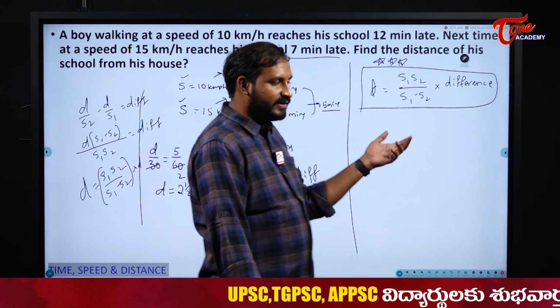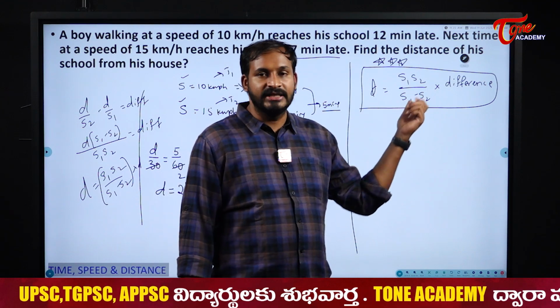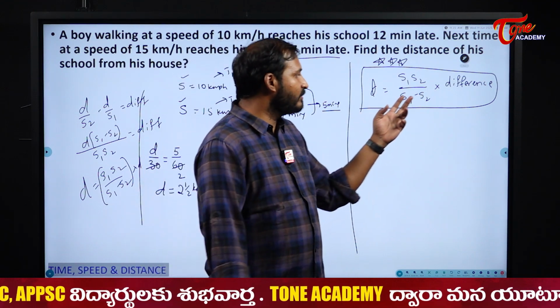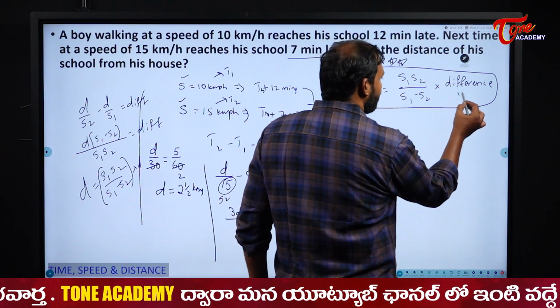When the speeds are different and the distance is constant, and we need to find the distance, the distance is equal to S1 S2 by S1 minus S2, into the difference in time.